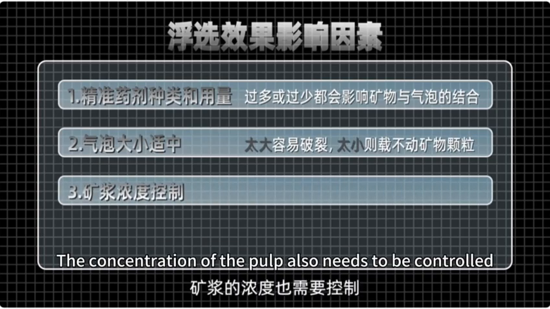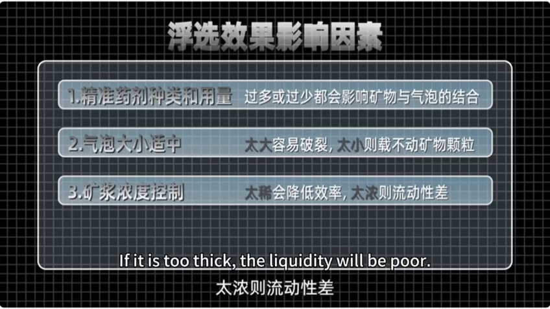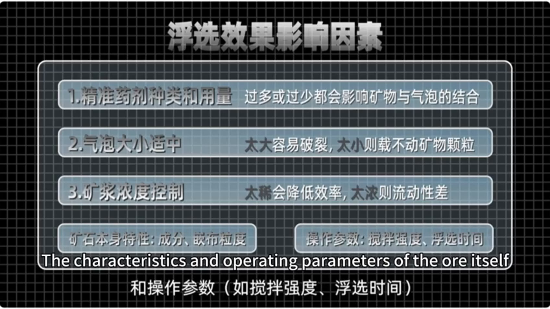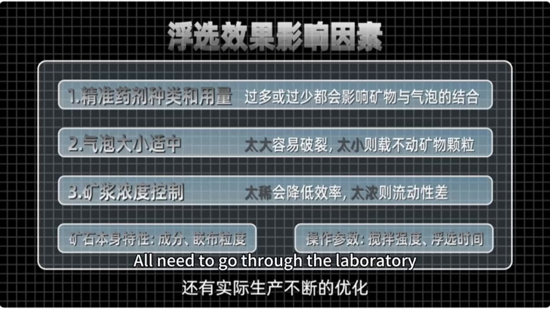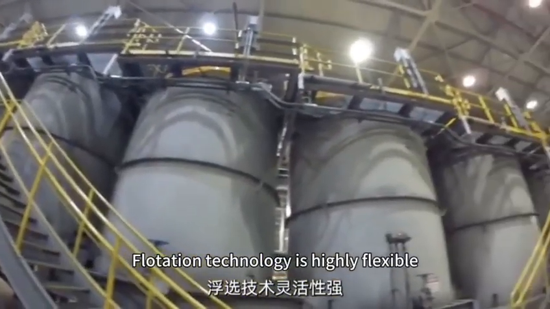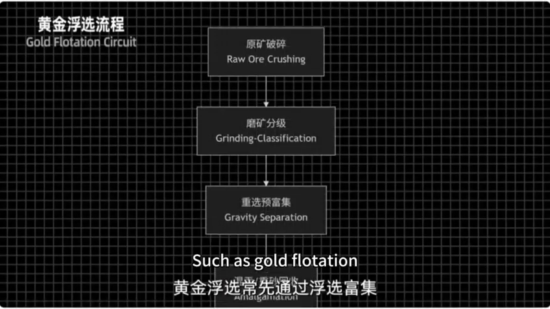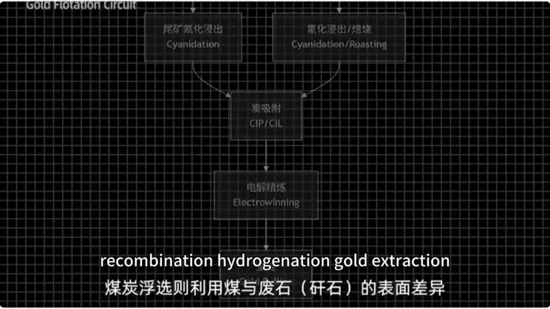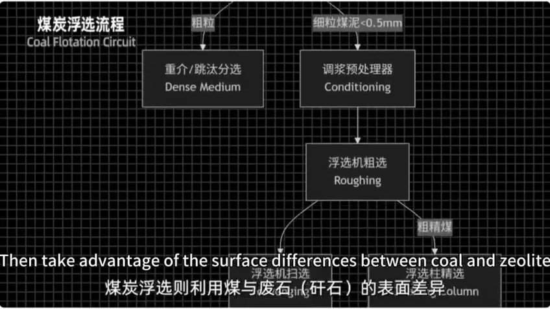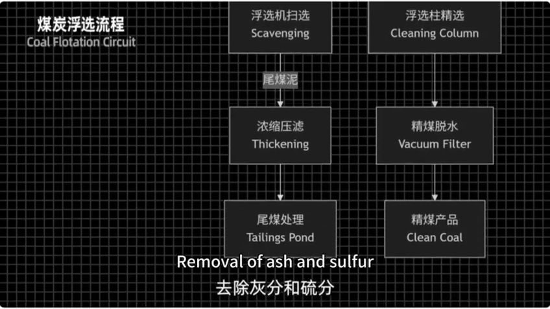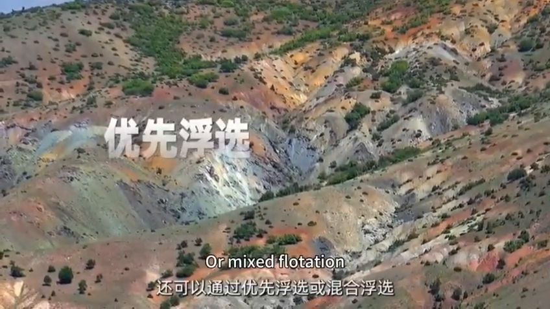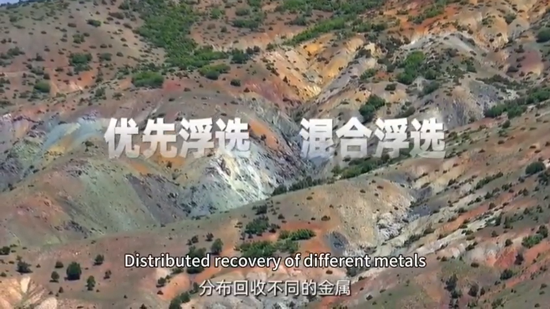The concentration of the pulp also needs to be controlled. If it is too thick, the fluidity suffers. The characteristics and operating parameters of the ore need to go through laboratory testing. There is also continuous optimization in practical application. Flotation technology is highly flexible, such as gold flotation, often enriched by flotation. Coal flotation takes advantage of the surface differences between coal and gangue. For complex polymetallic mines, you can also use priority flotation or mixed flotation, for staged recovery of different metals.